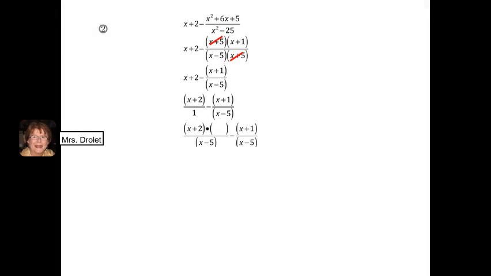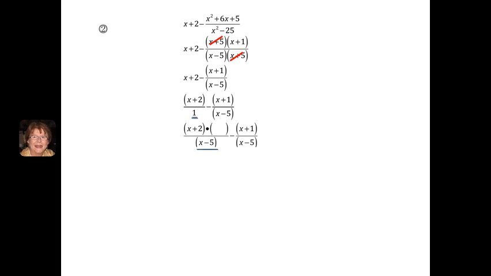If it's a factor in the original denominator, it's a factor in the LCD. Well, 1 is a factor in any denominator. X minus 5 is a factor in this rational expression. Therefore, x minus 5 is a factor in the LCD. The next step is to find equivalent fractions. You've got to verify how the denominator changes. The denominator changed from 1 to x minus 5.